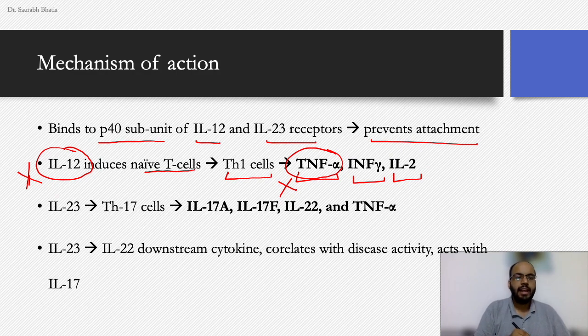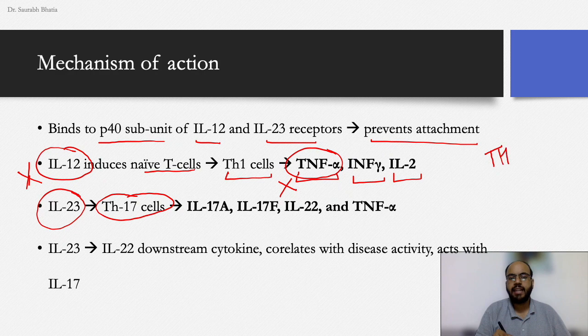Interleukin 23, what it does is it activates Th17 cells. Now remember that the Th17 line is as of now the most predominant cell line in psoriasis. So Th17 and Th1, these two are the predominant cell lines. Th17 is the major one, and next in line is Th1. So both of these lines get inhibited by ustekinumab.